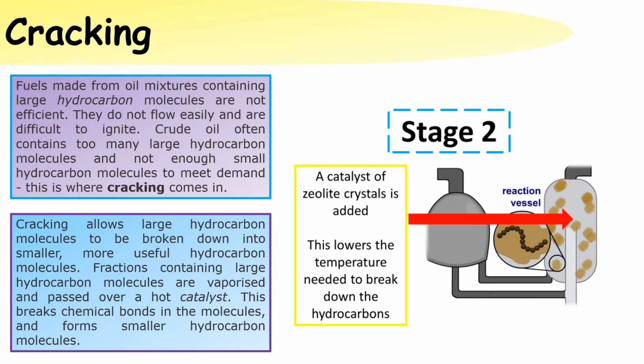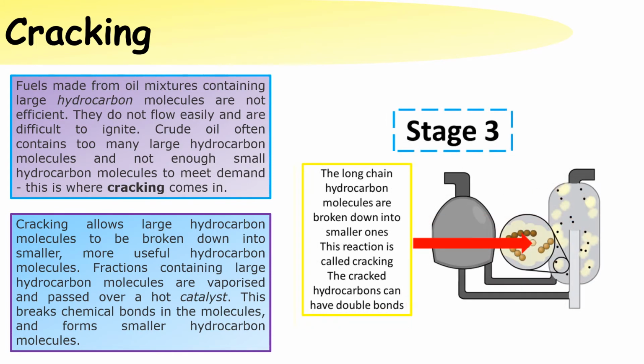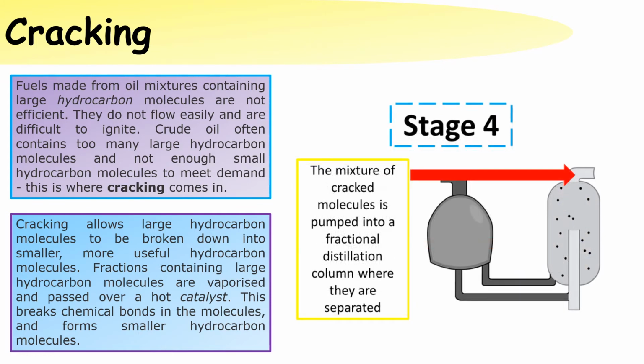A catalyst of zeolite crystals is then added. This lowers the temperature needed to break the hydrocarbons up. The long-chain hydrocarbon molecules are broken down into smaller ones. This reaction is called cracking and produces alkenes which have double bonds. The mixture of cracked molecules is pumped back into the fractional distillation column where they are separated.